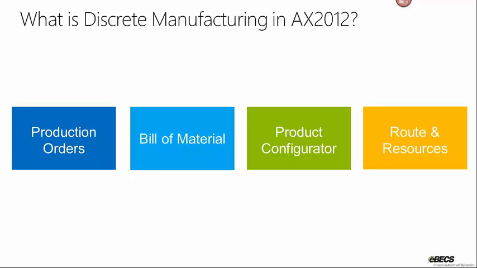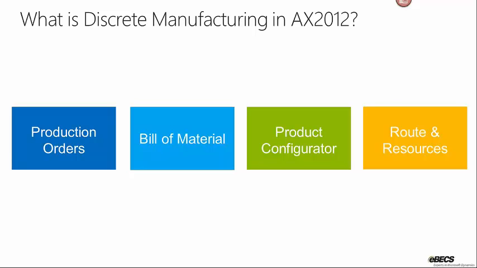In order to produce those items, we have to have a bill of material. We talked about all the components that go into a finished good, all those parts that go into a car, like the wheels, the windows, the electronics. Those are all things that we will design as part of our bill of material so that we know the material we need to consume in order to make our product.